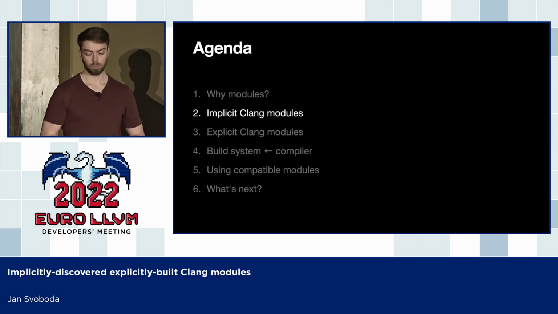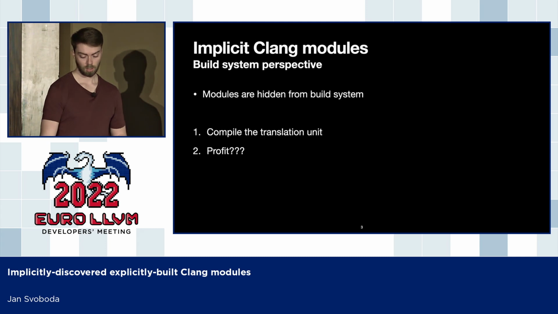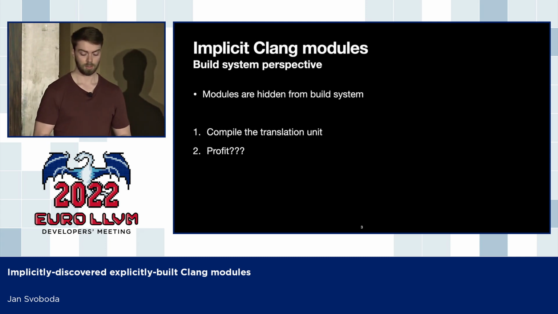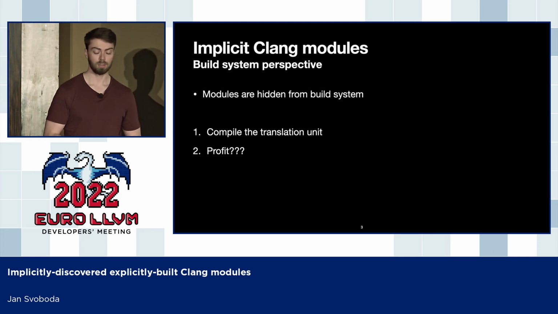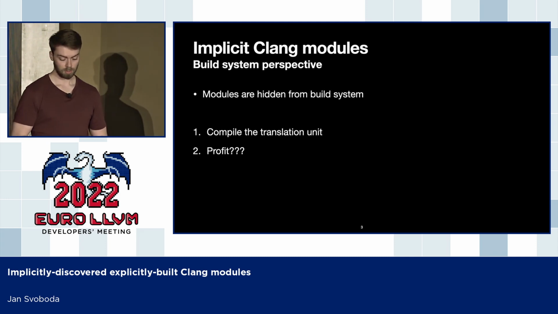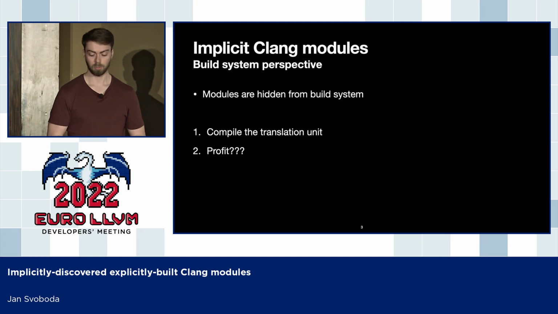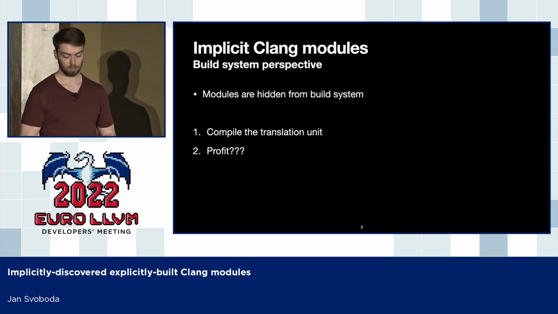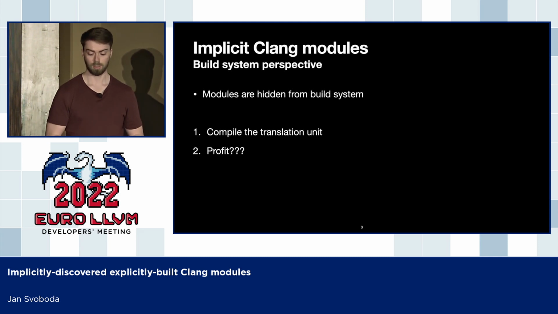We are currently using what we call implicit modules. In this setup, modules are completely hidden from the build system, and the compiler builds them on the fly in the background. From the build system perspective, there is no difference between modular builds and builds using textual inclusion. All the build system needs to do is spawn a single compiler instance for each translation unit and profit. That's it.